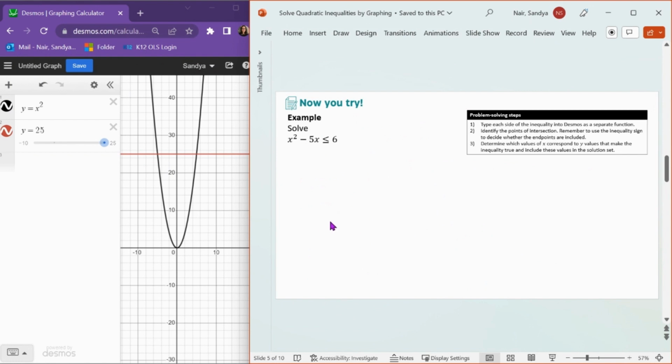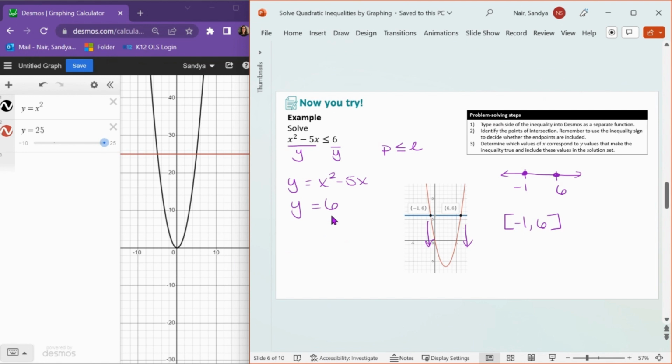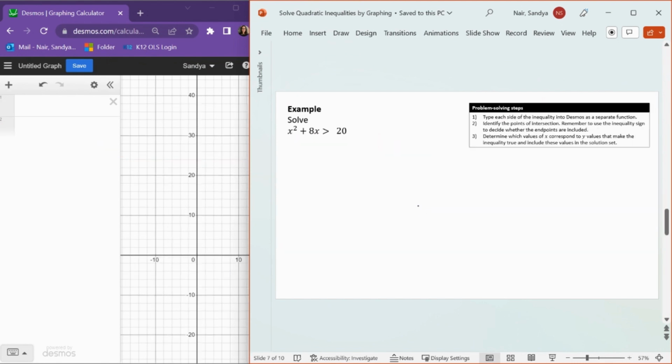So I entered this inequality as two separate functions in Desmos. So I have y equals x squared minus 5x and y equals 6. This is asking us to look for places where the parabola is below the line. And you can see that the parabola is below the line in the region going from negative 1 to 6. Since my endpoints are both included, I'm going to use square brackets to describe this interval. And I can also write this as negative 1 is less than or equal to x, which is less than or equal to 6.